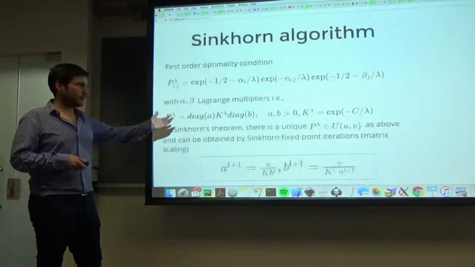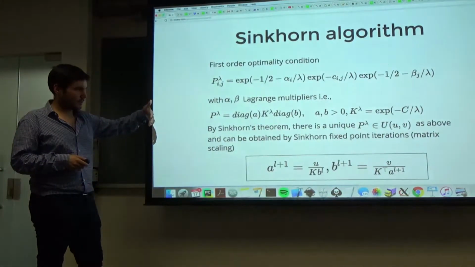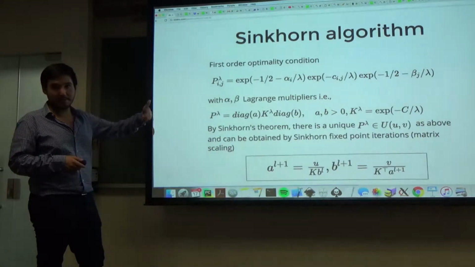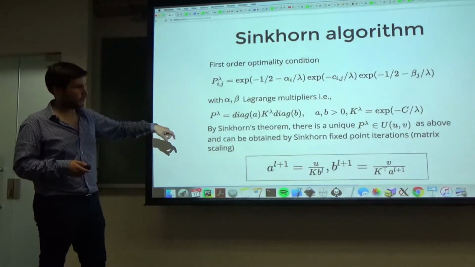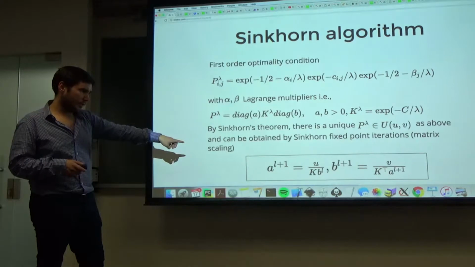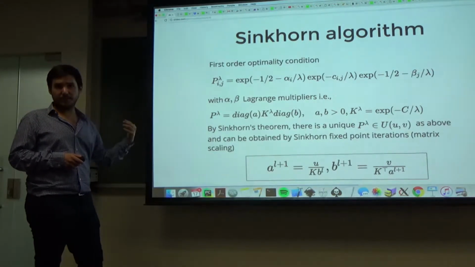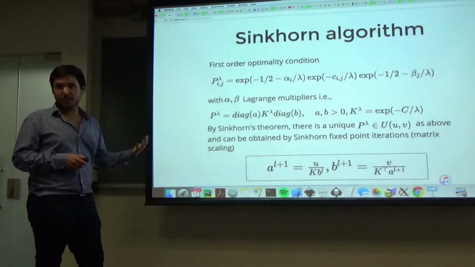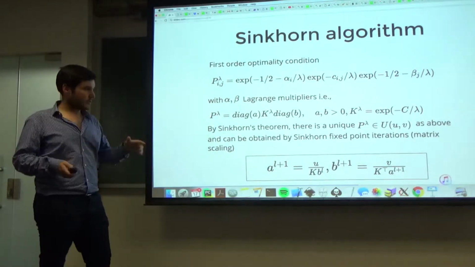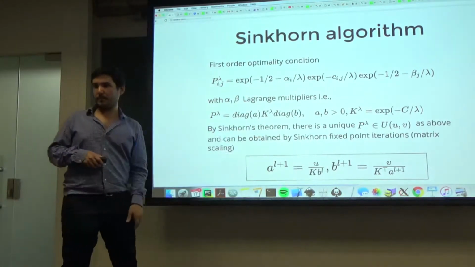And I'm going to tell you about the complexity in a few moments. What people do now is, instead of solving the original problem using combinatorial optimization, they just apply this algorithm.